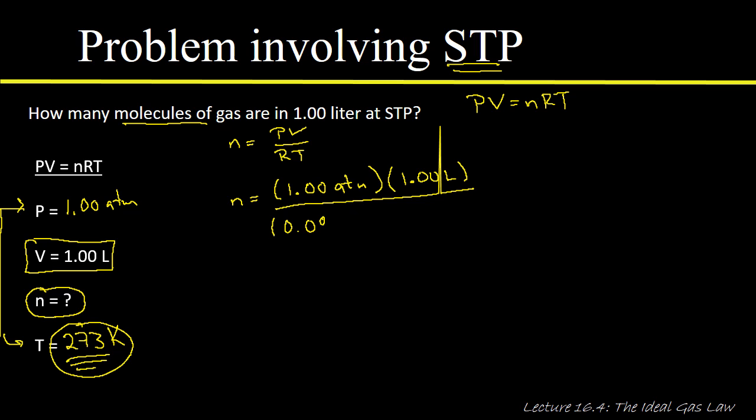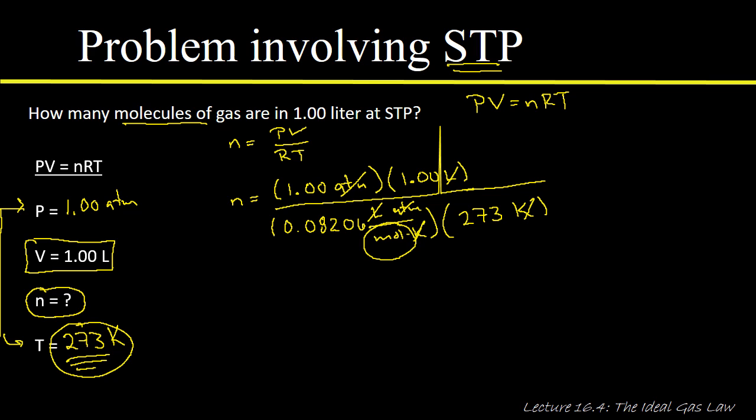divided by R, 0.08206 liters atmospheres per mole Kelvin, times the temperature, 273 Kelvin. Now, again, we put all of our units in here. Let's go make sure they cancel. Our Kelvins cancel, our liters cancel, atmospheres cancel, and we end up with moles in the denominator of the denominator. And if something is in the denominator of the denominator, it moves up into the numerator.